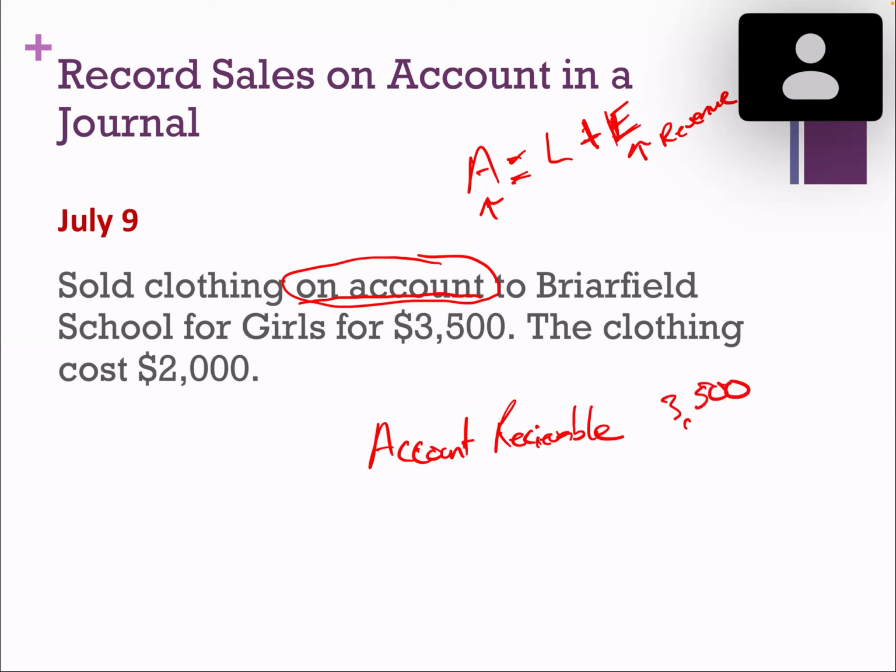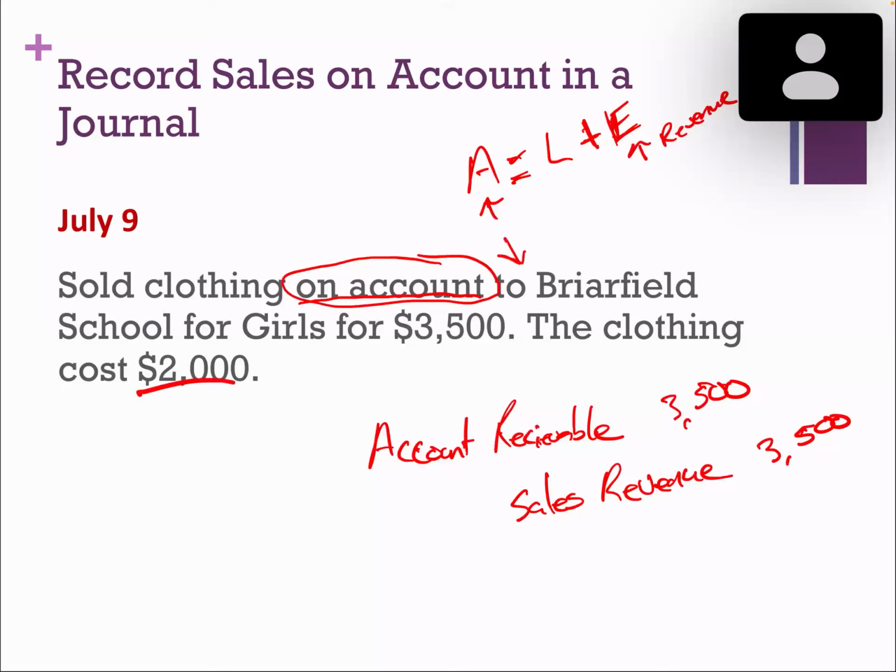So that's what we're debiting. And then we're crediting sales 2,500. Okay. So that's our journal entry. Debit the asset account to get it to go up, credit the revenue account to get it to go up. Okay. And then we deal with the inventory part of it.